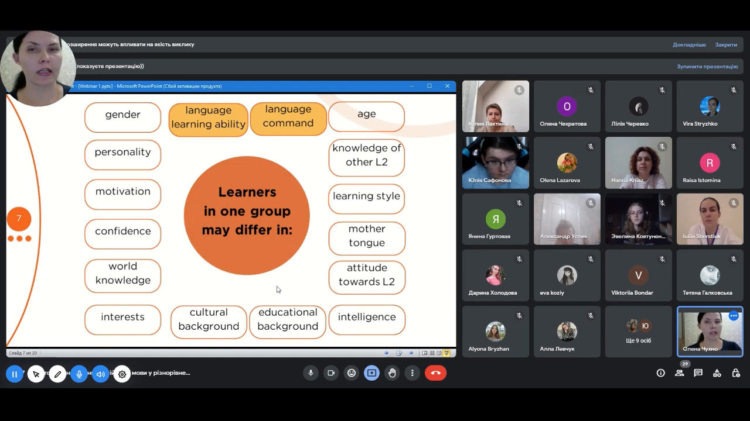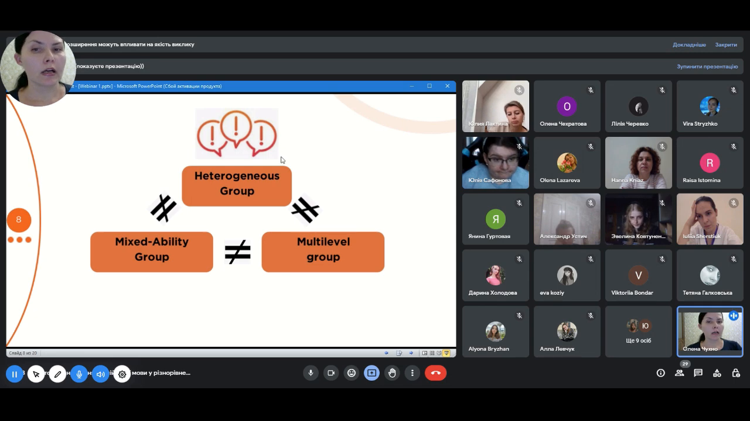But we see that we have two characteristics that are just examples of those features learners may differ in: language learning ability and language command. So probably we can't consider mixed ability group of learners and multi-level group of learners synonyms. What I mean to say is that a heterogeneous group of learners is not equal to a mixed ability group of learners. A heterogeneous group of learners, in my opinion, does not equal a multi-level group of learners, and mixed ability group and multi-level groups are different terms.